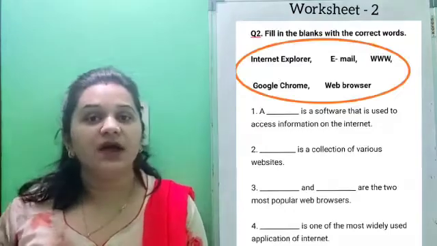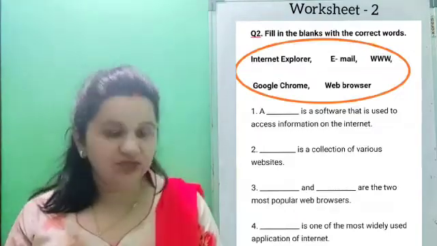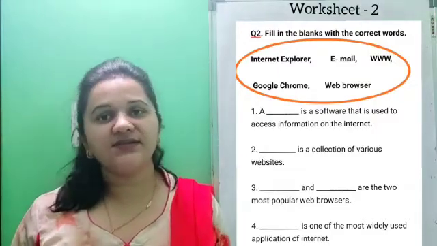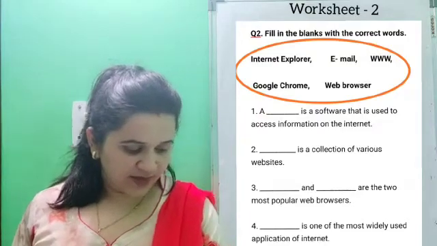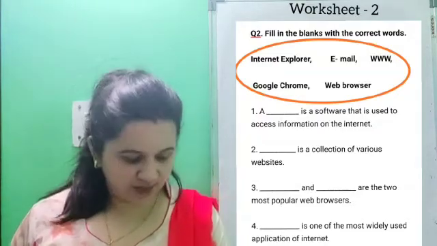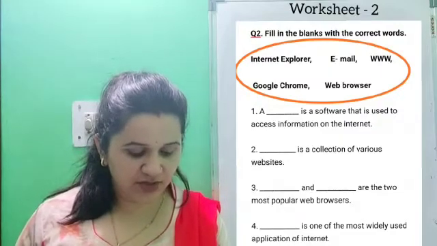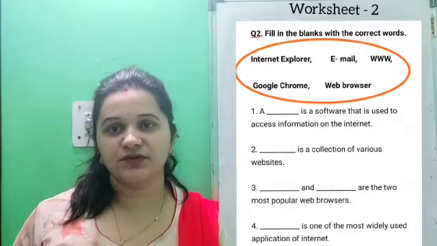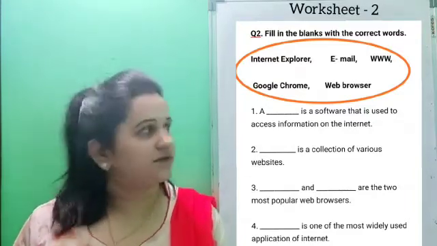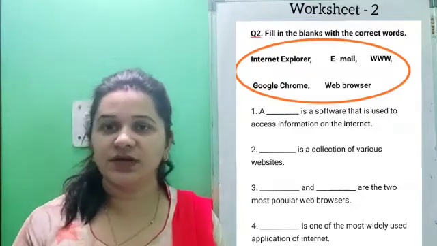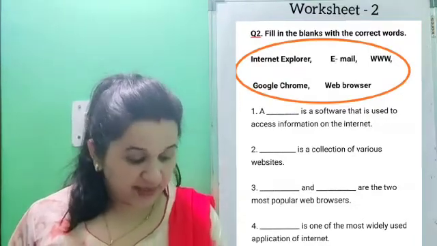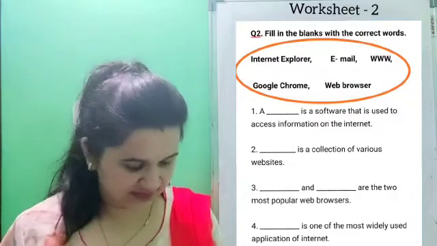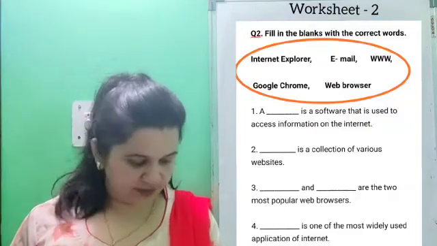Okay, children? Now, let us proceed towards our next question. Question number 2. Fill in the blanks with the correct words. First one, a dash is a software that is used to access information on the internet. Now here I have given you some options so that you can easily find out the answer. I have given you some options out of which you have to write the correct answer in the statements given here. Second one, dash is a collection of various websites. Just find out the answer and write it down in your notebook.